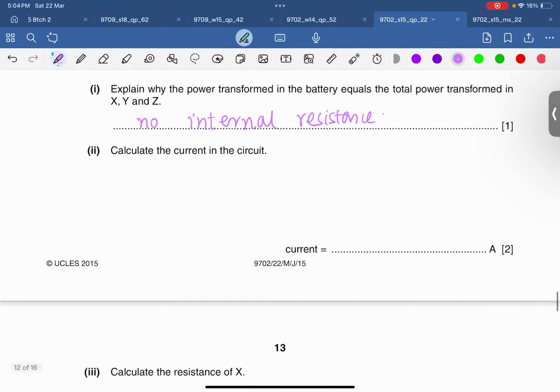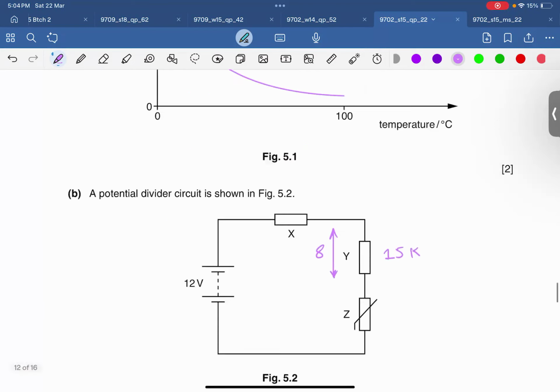So we can use V equals IR. The voltage across is 8, and its resistance is 15 exponent 3. Right? So what's the current? 8 over 15 exponent 3. Anybody calculating? I am getting 5.33 exponent negative 4. So 5.3 exponent negative 4. So this is the current basically.